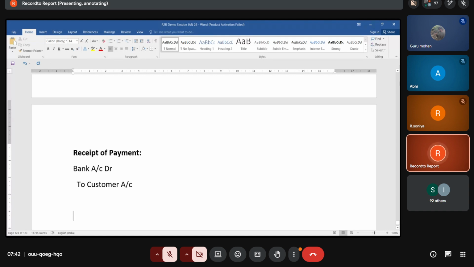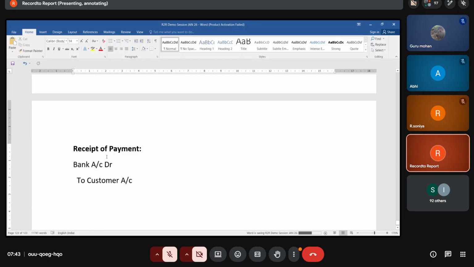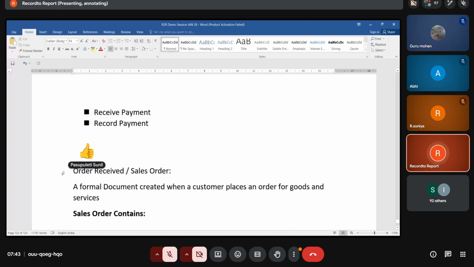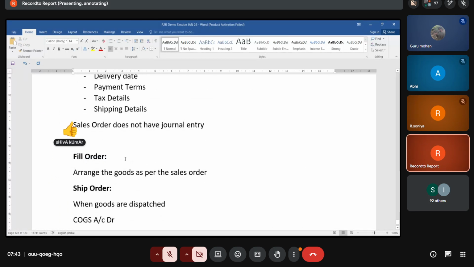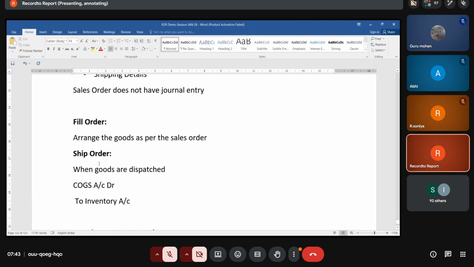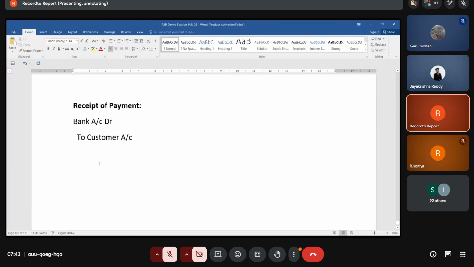Do you understand, guys? It's clear. What are the transactions to be recorded from beginning to end? Understand, guys? It's clear about the O2C process. Yes, sir. Now let's discuss the R2R process, guys.